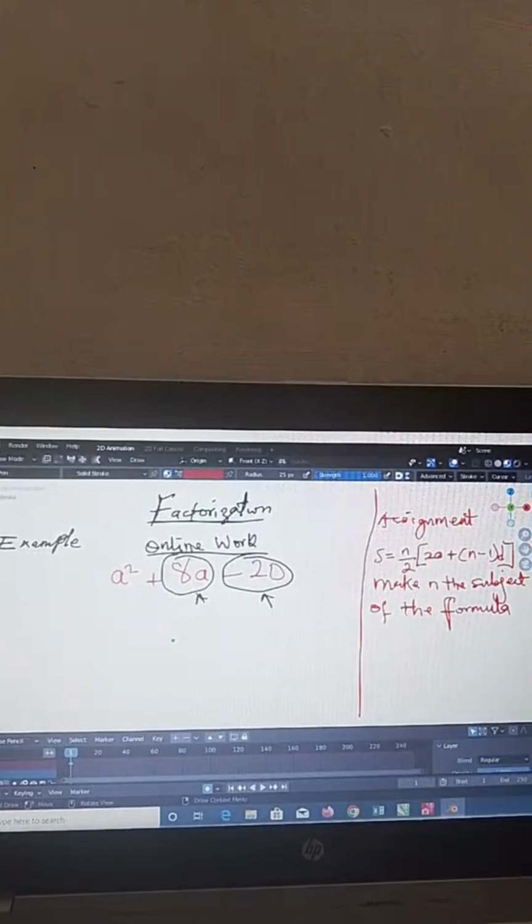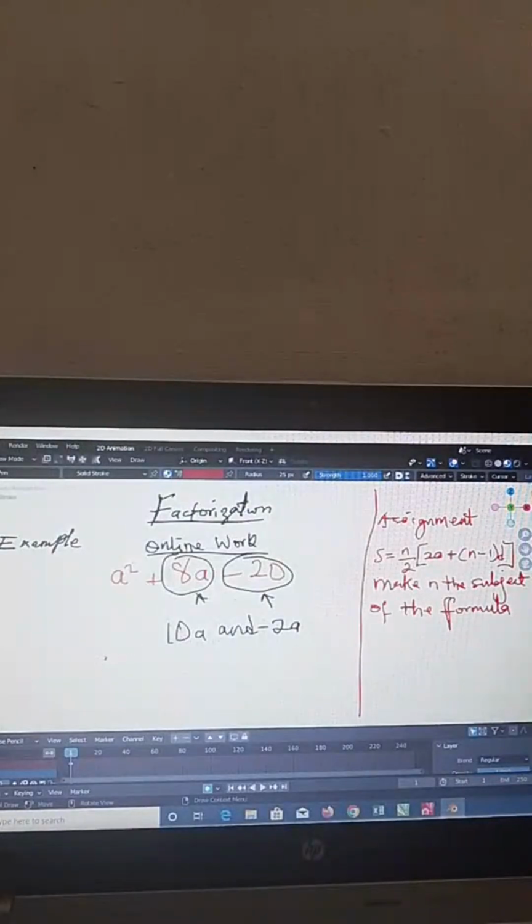Now I'll say the 2 terms are 10a and minus 2a. Look at it. If you add the 2 terms, you're going to get plus 8. If I multiply the 2 terms, I'm going to get minus 20. So I'll replace this 8 with these 2 terms here.